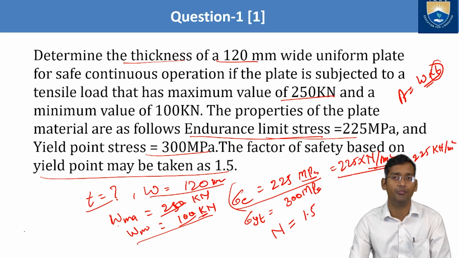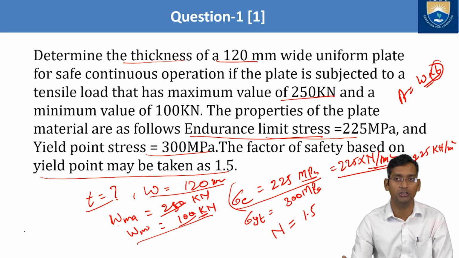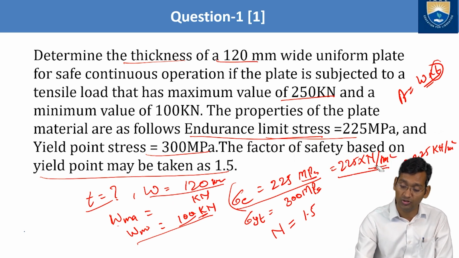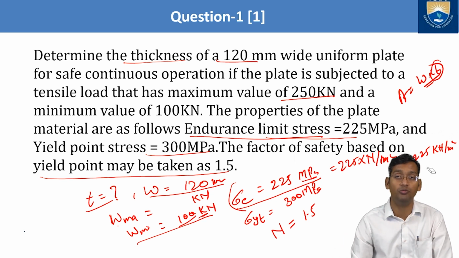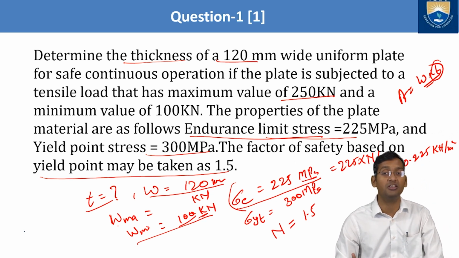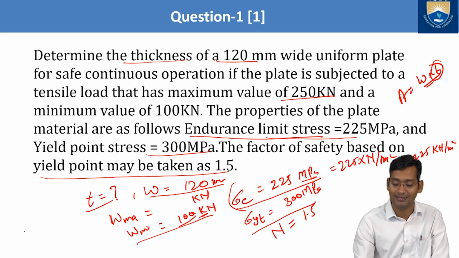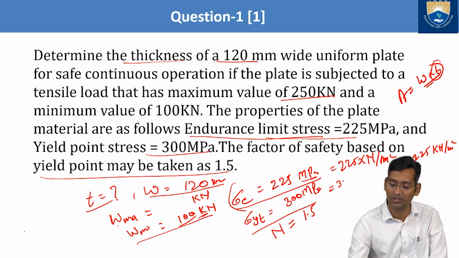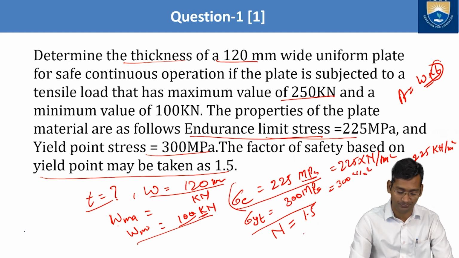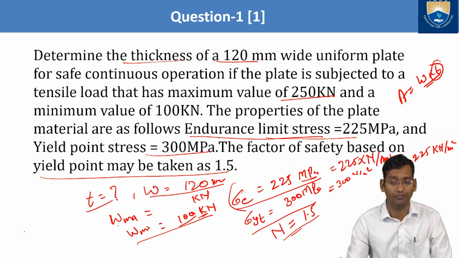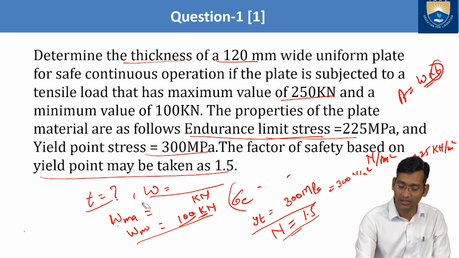No need to multiply by 10 to the power 3. According to what you are using, you have to take the units, so everywhere the same unit should be used. Now sigma YT is 300 megapascal, that gives 300 Newton per mm square, and N is given as 1.5. So now these are the given data.